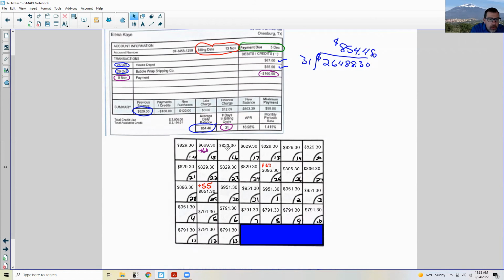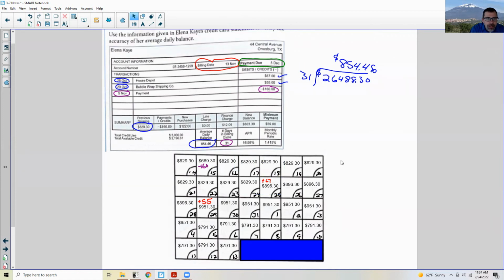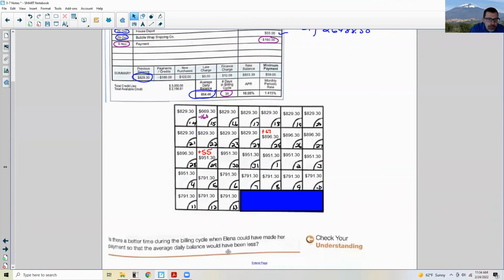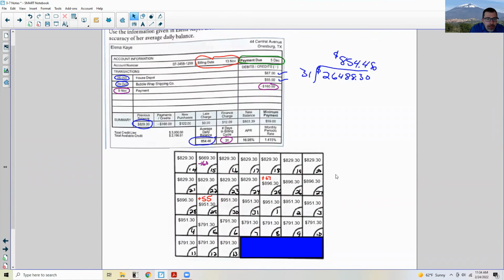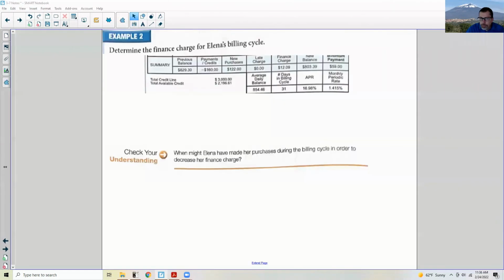$669.30. This would be then $669.30, $669.30, $669.30, all the way till we got to here. All these values would have been less, making her average daily balance less, and therefore her interest charged to the account less. So yes, the answer to the check your understanding is the sooner you pay the bill after the billing date, the less interest accrues, because there's no interest on your payment after it's paid.